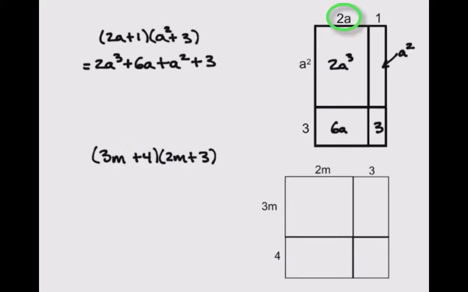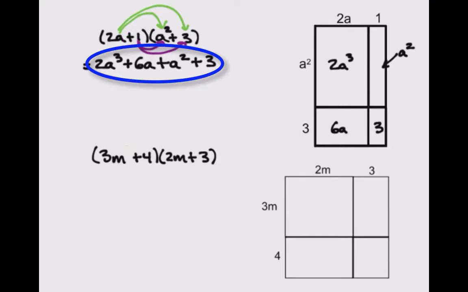What did we do there? We multiplied this 2a by both a squared and by 3. Then we took this 1 and we multiplied it by a squared and by 3. Looking at the math, we distributed that 2a to both a squared and 3, and that 1 to a squared and 3, and of course, this is the product we got.